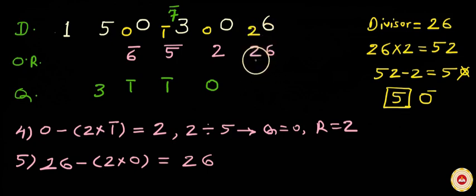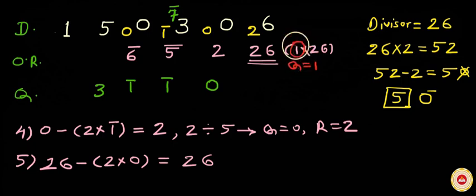Now friends, observe this 26. This 26 is divisor itself. See, divisor is 26 and last osculation result is 26. It means that given number 1,50,306 is divisible by divisor 26. This 26 is one multiple of divisor 26. It means that quotient in this part is 1. See, this 1 is quotient.